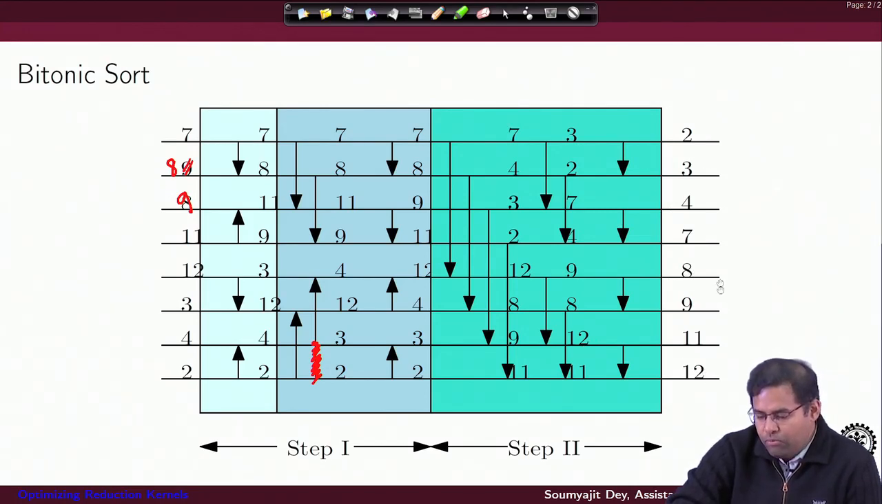But what I get in the output, as you can see, is fully sorted in ascending order, right? So apparently this Bitonic sort network that we have shown here does this job. Question is, will it do its job in general?